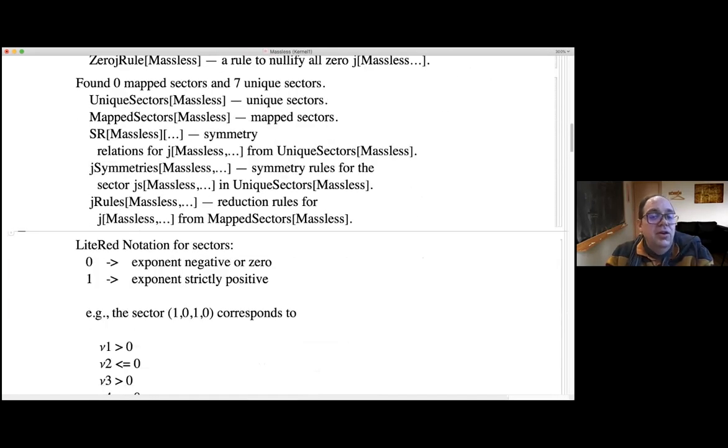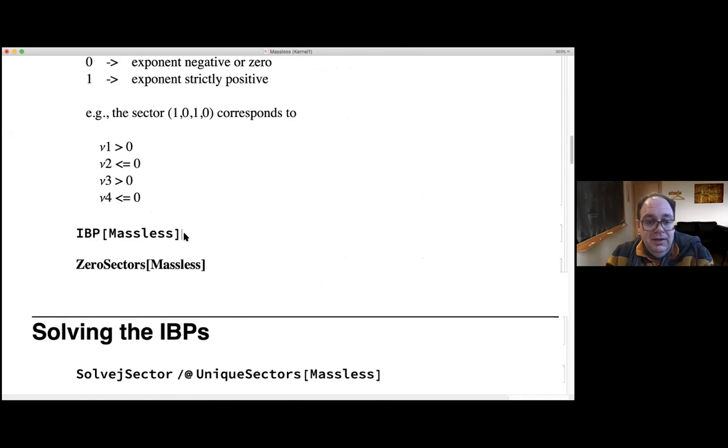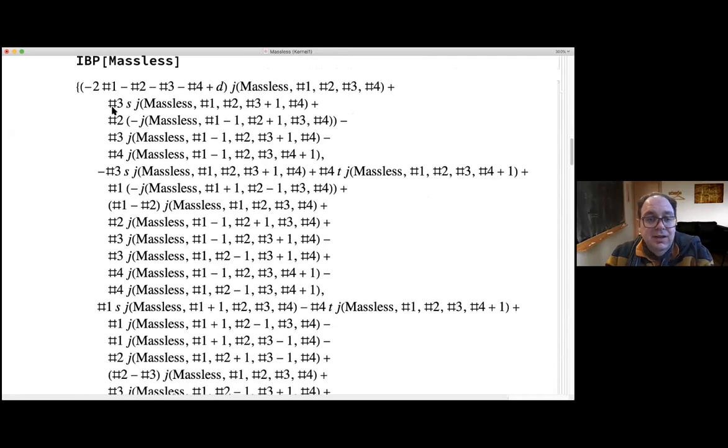So it produces some output. You can ask it, for example, what are these recursion relations? Well, they look a bit cryptic, but if you want, you can look at them. J always means the integral. Then nu1, nu2, nu3, nu4, and it gives you all possible recursion relations where you relate things, for example, to nu1 plus 1, nu3 plus 1, nu1 minus 1, and so on. So those are the recursion relations you find.